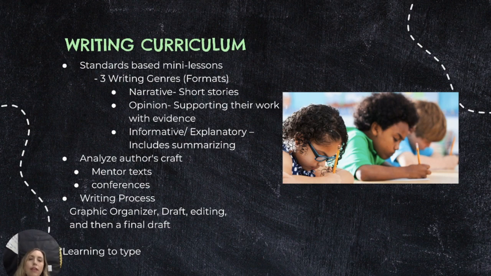We also look at different types of authors, and we're going to have the students emulate their writing style. That's called mentor text or author's craft. So for example, we'll choose a book about deserts, and the author is an amazing author. So we'll have the students start writing the beginning or the topic sentences just like that author did. So we emulate certain authors that are successful so that our students can be successful writers as well.